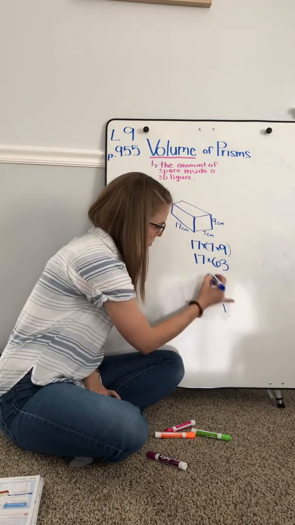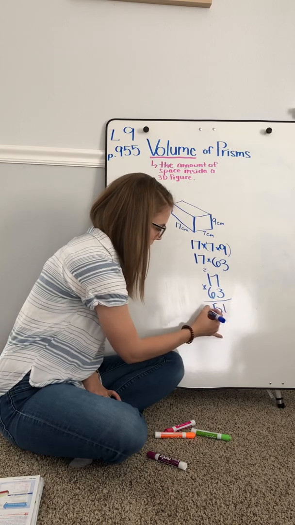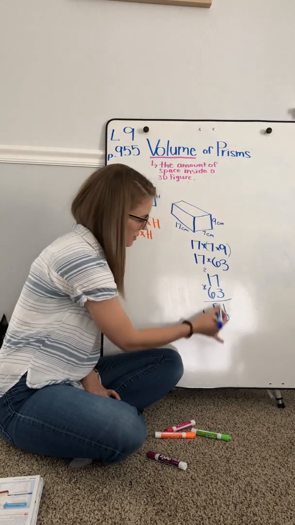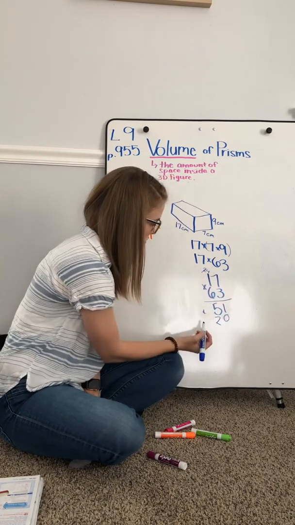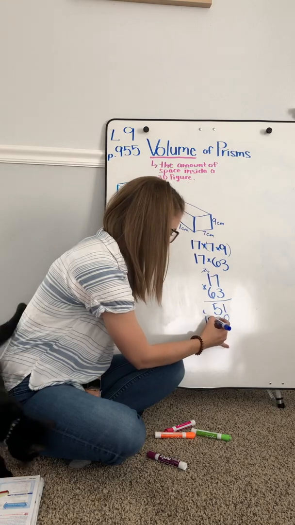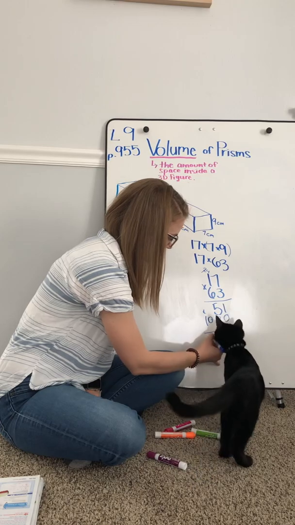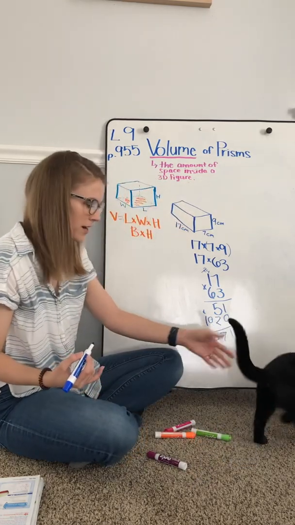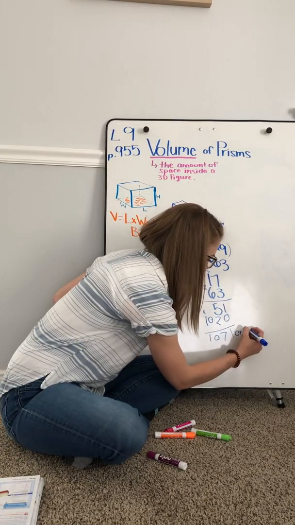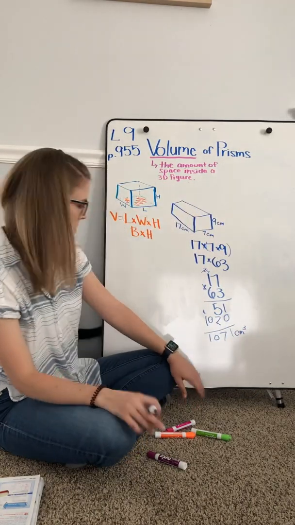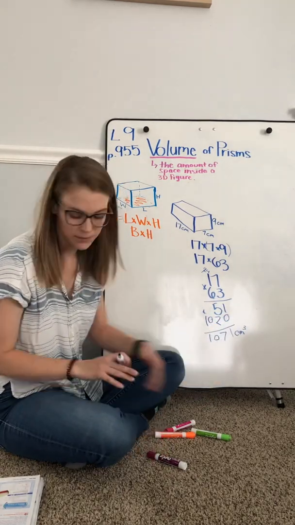3 times 7 is 21. 3 times 1 is 3, plus 2 is 5. 6 times 7 is 42. 6 times 1 is 6, plus 4 is 10. Add those together. And Mozzie has found for us that it's 1,071, and don't forget centimeters cubed. Sorry, my writing's getting a little sloppy as I awkwardly do that angle, but that's where we're at.